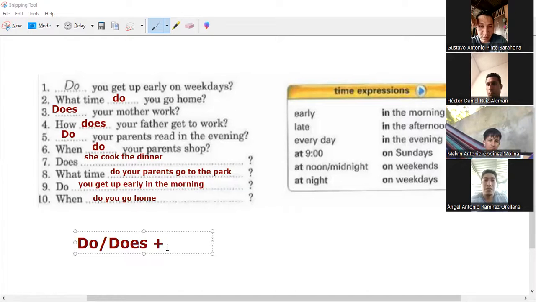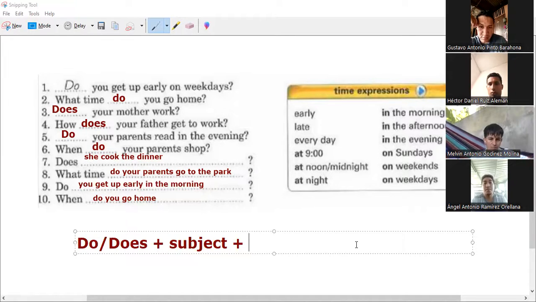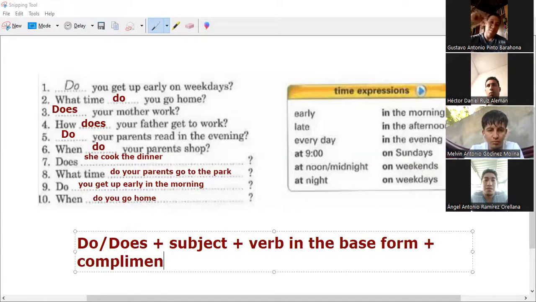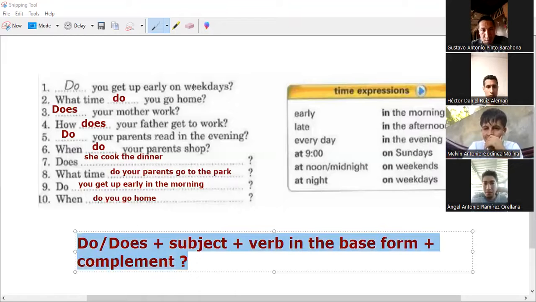After that, we're going to be using subject. The subject can be he, she, it, we, they. Okay, so I, you, he, she, it, we, they. Then the verb in the base form. So the verb in the original form, no change. Plus complement. Okay. Do you understand the structure? ¿Entienden esa estructura? Yes, no.